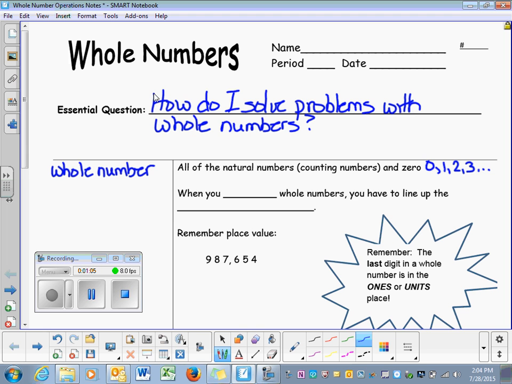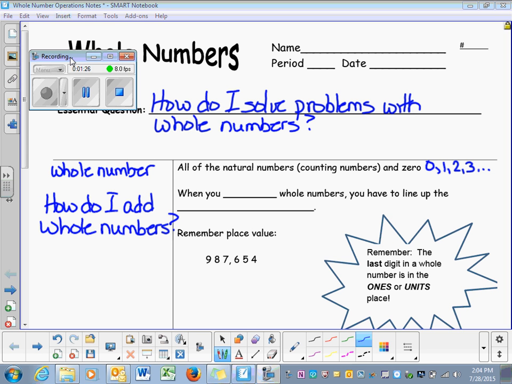The first major topic we're going to talk about in these notes is how do I add whole numbers? When you add whole numbers, you have to line up the place values. So that leads us to a brief reminder of place values when you do not have a decimal point.